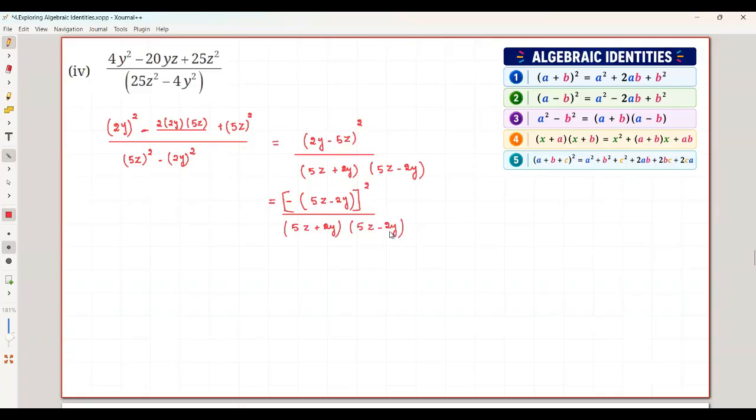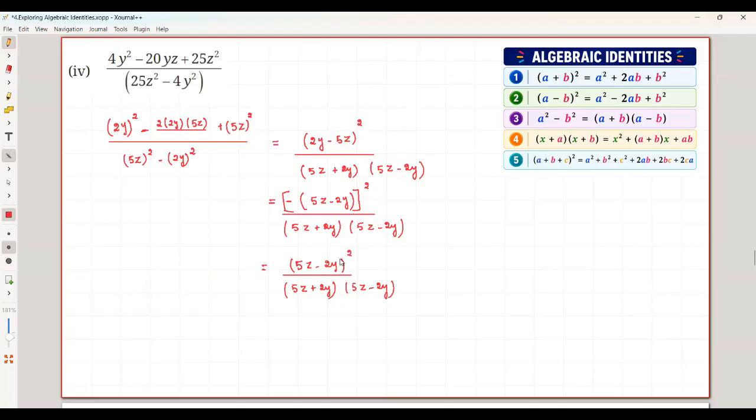Now as this is a square, while taking the square of any negative value, this will become positive. If it's a cube, we have to keep minus as it is. While taking the square, this will become positive. So we can just ignore the minus sign. So this will be the same as 5z minus 2y, the whole square. Square is coming, so this minus alone will become plus. Make a note of it.